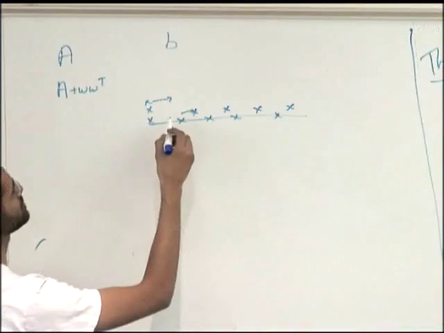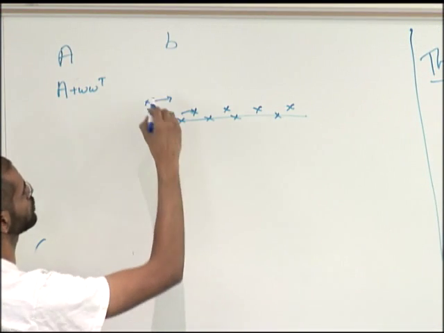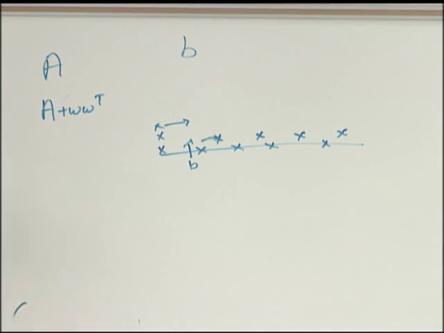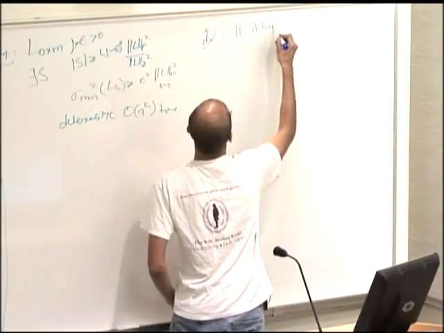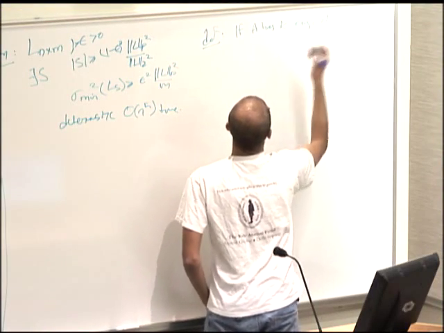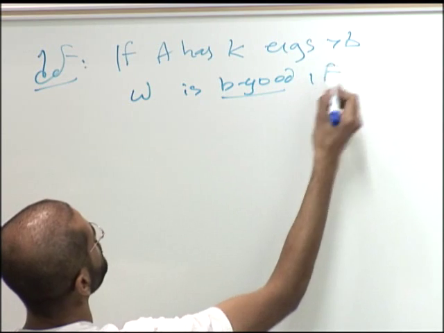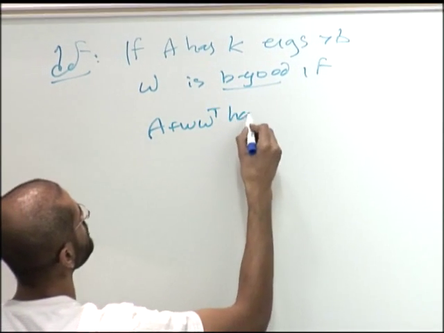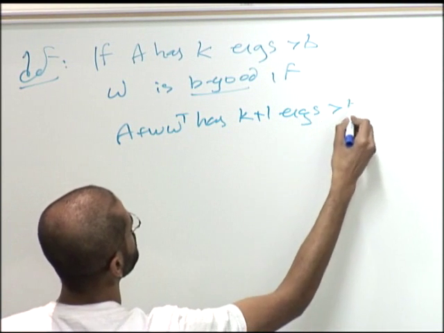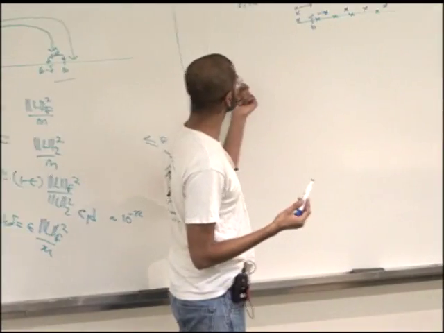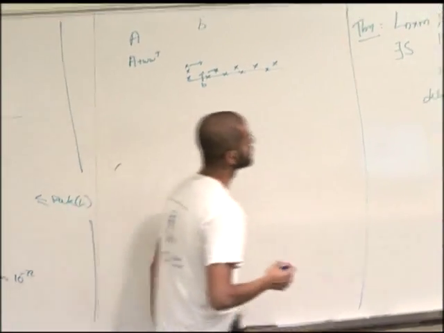My goal was, I had all these eigenvalues sitting in front of B, and now I want one more eigenvalue that's bigger than B. So let me define: if A has k eigenvalues bigger than B, we say that some vector W is B-good if A plus WW transpose has k plus 1 eigenvalues bigger than B. So I added one eigenvalue that's bigger than B. Now I'd like to identify when this W meets my constraint.